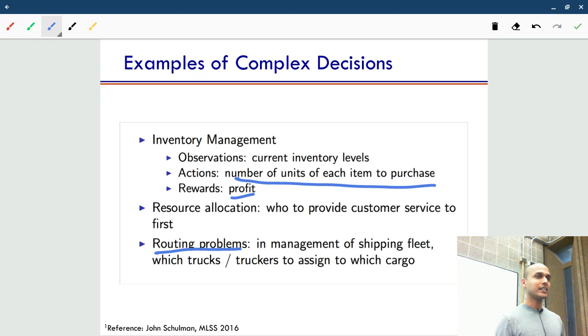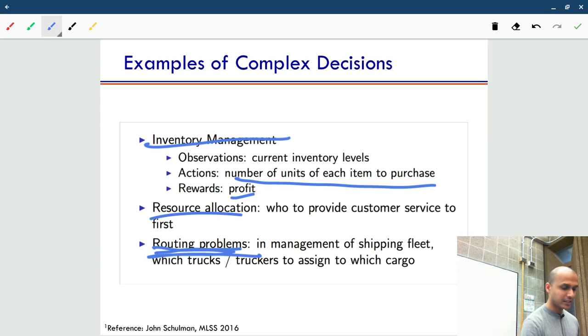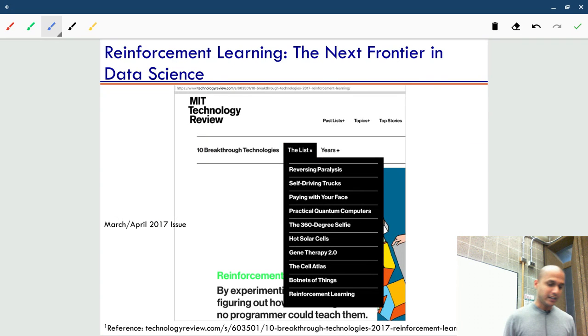People have done computer science. You have heard of computational complexity, right? Things are polynomial time or NP-hard and stuff like that. So for example, routing problems generally are NP-hard. Same thing with even inventory management and resource allocation. So generally, these problems are hard to compute by themselves. Even if you have all data, even if you have made good forecasting, they are still difficult to compute. Okay.